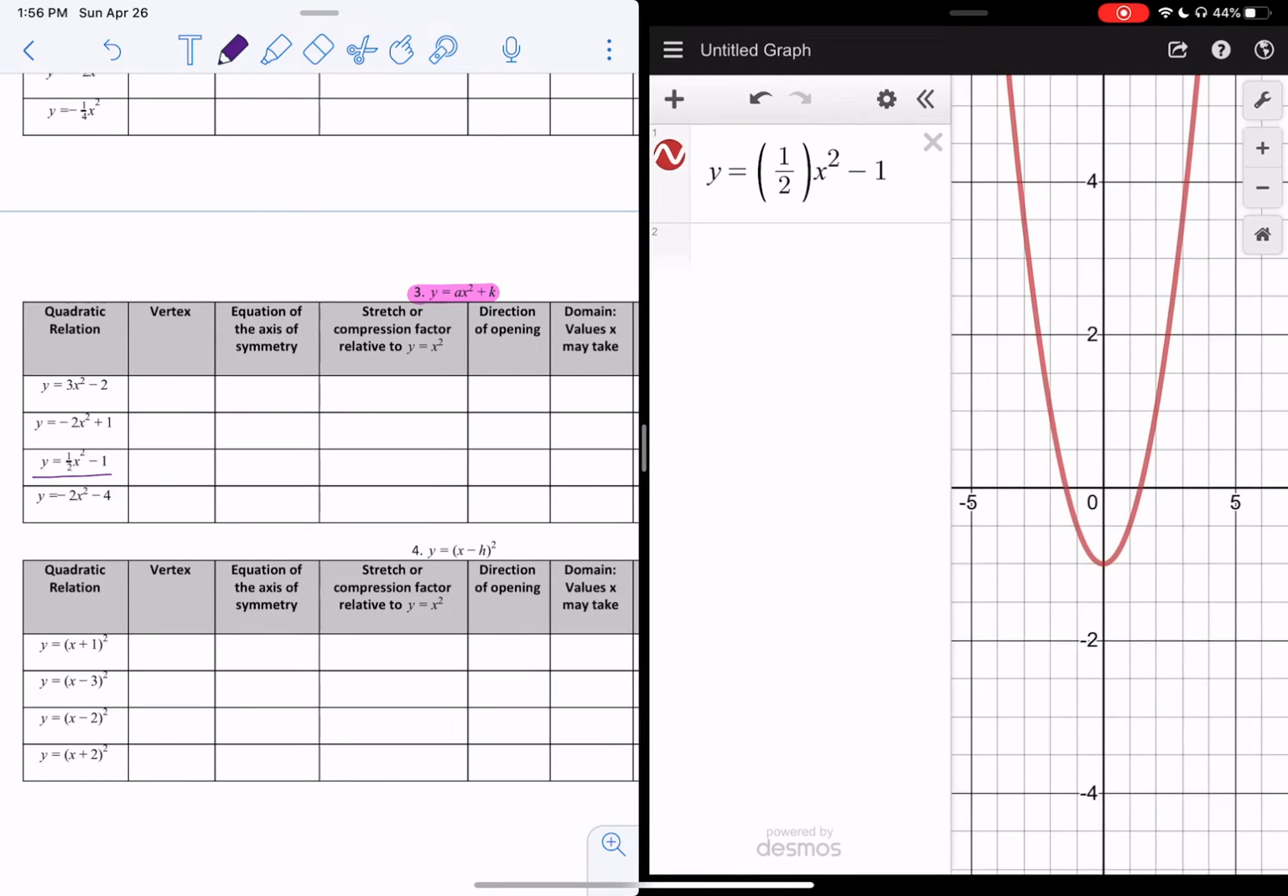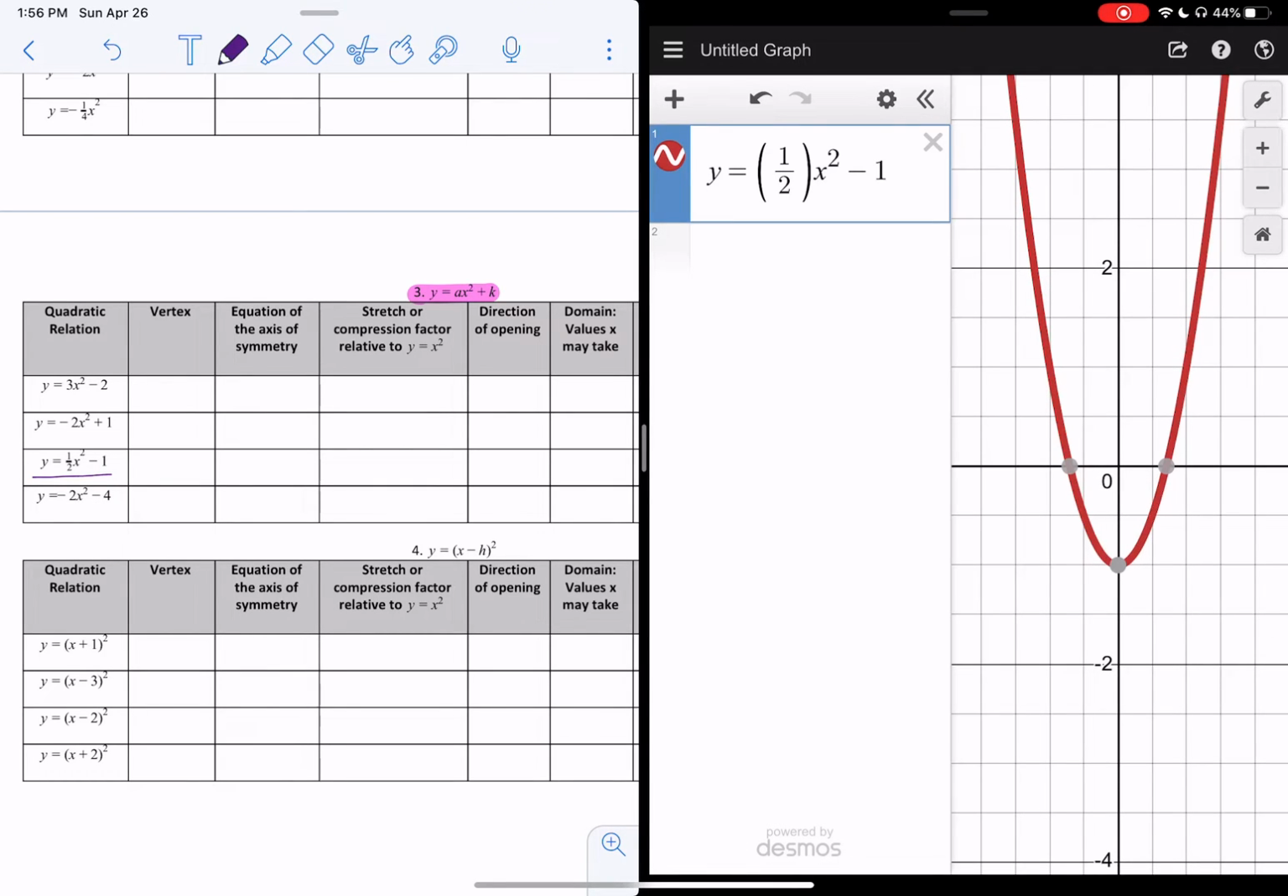So here's our equation. And the first thing we want to do is identify our vertex. If you click that, you'll find your vertex. So our vertex is at (0, -1). Next, we want to find our axis of symmetry. If I look, the line that separates it is still x equals 0.